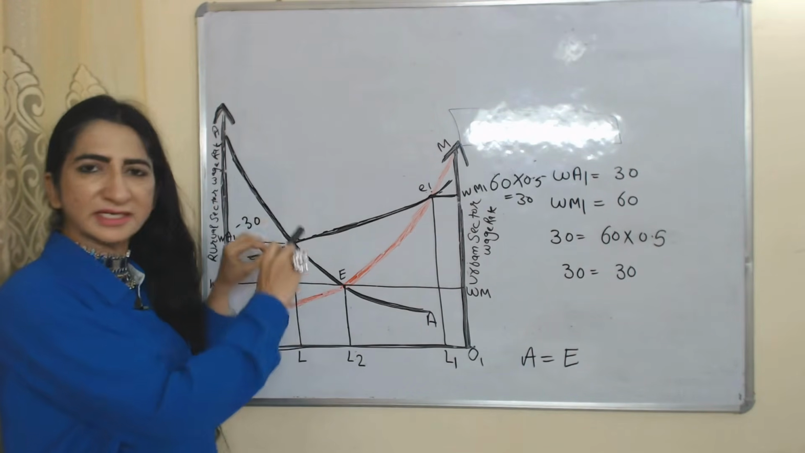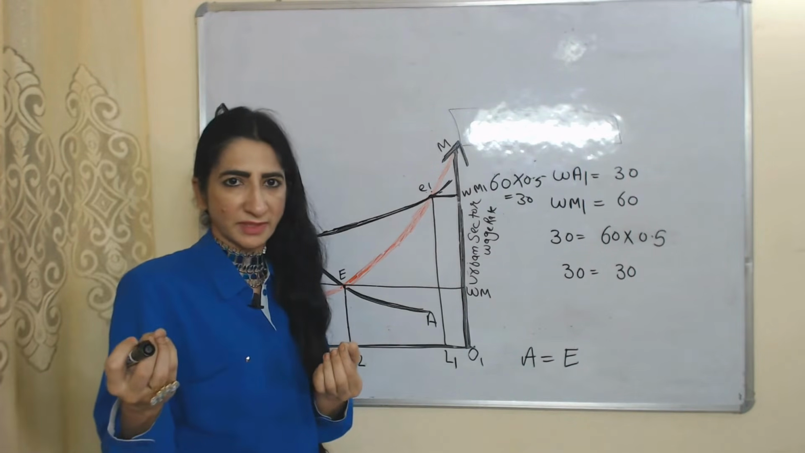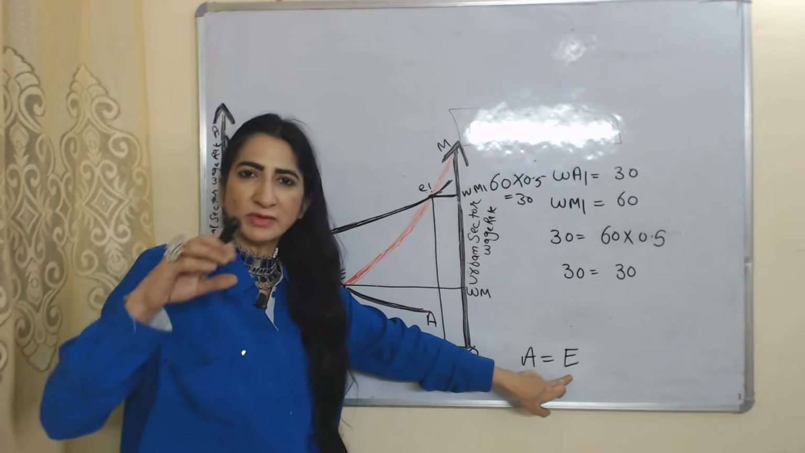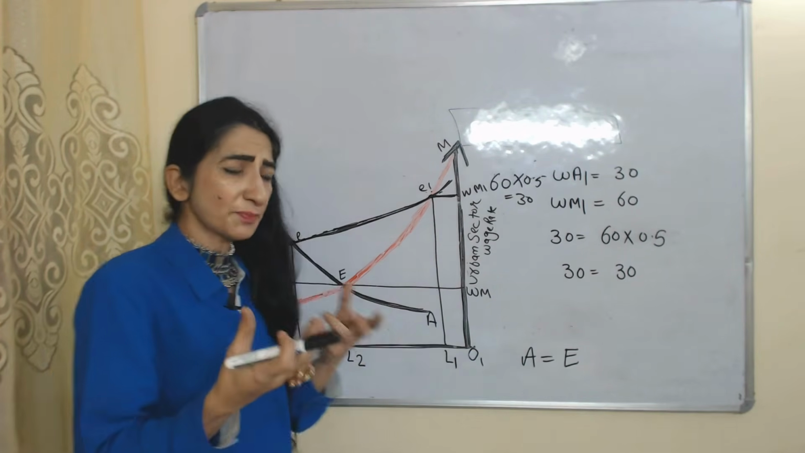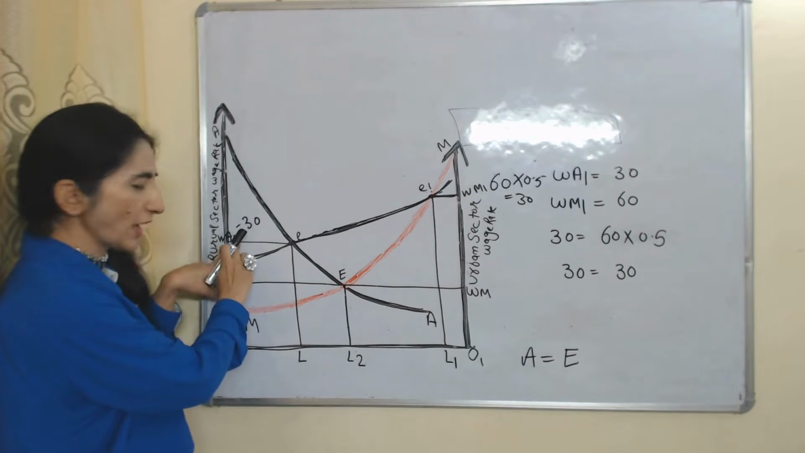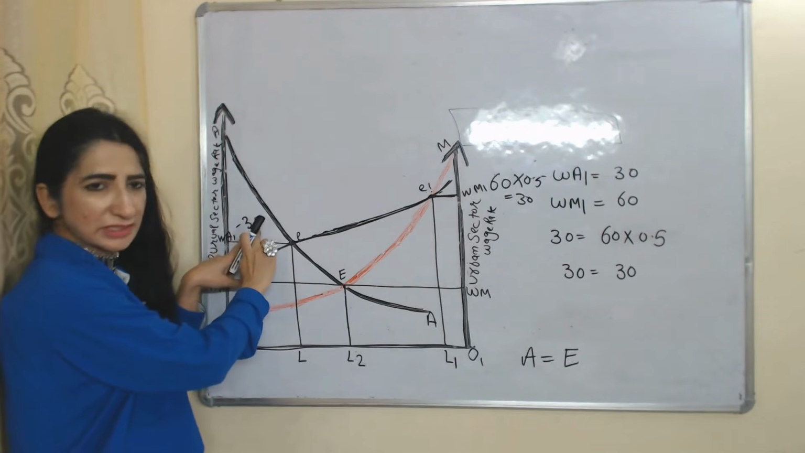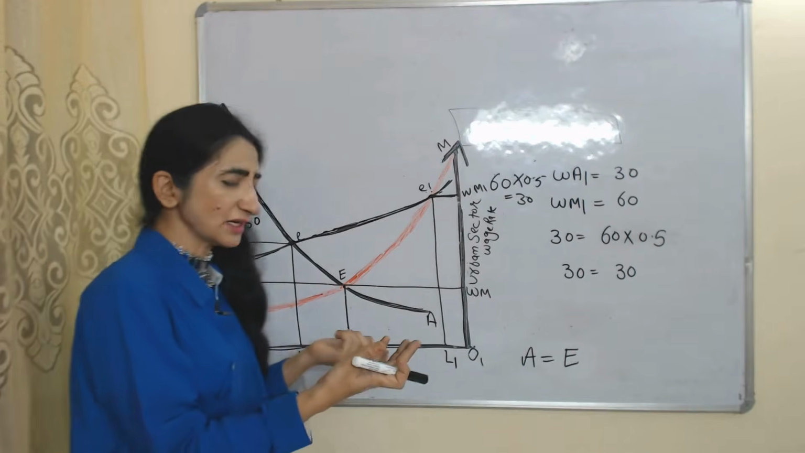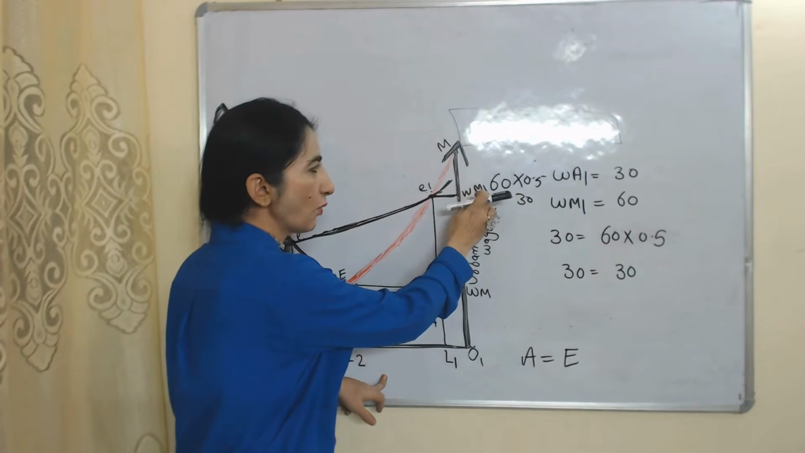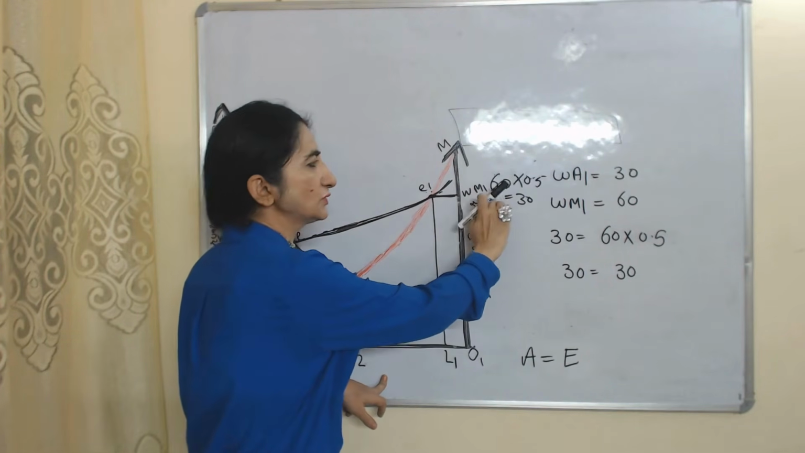Now we will see the second equilibrium with the help of this diagram. The condition of the second equilibrium is that the actual rural wage rate should be exactly equal to the expected urban wage rate. Suppose the actual rural wage rate is equal to OWA1, and we assume the value of OWA1 is equal to 30. At the same time, the actual urban wage rate is equal to O1WM1, and we assume the value of O1WM1 is equal to 60.